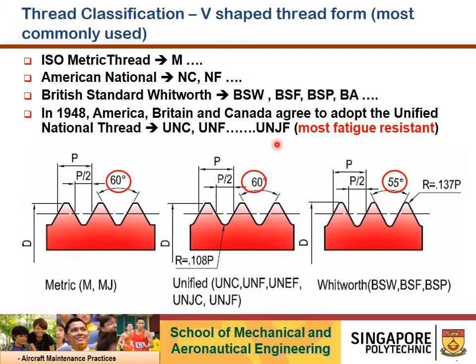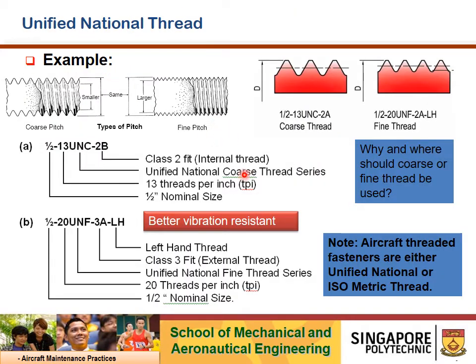UNJF is the type of screw thread that has the most fatigue resistance. So this is another slide talking about Unified National Thread, which was agreed by the USA, Britain, and Canada. So it makes manufacturing and purchasing easy.